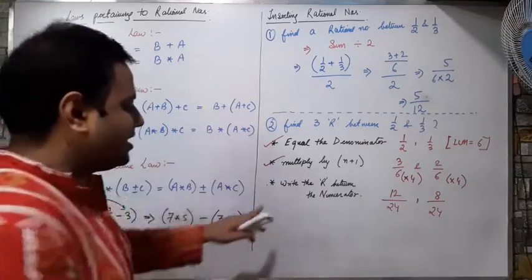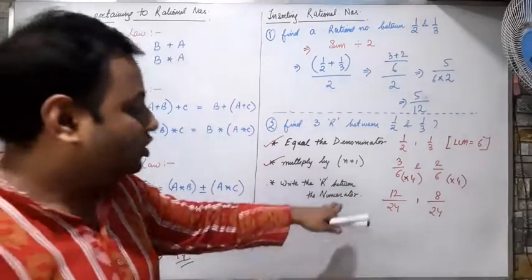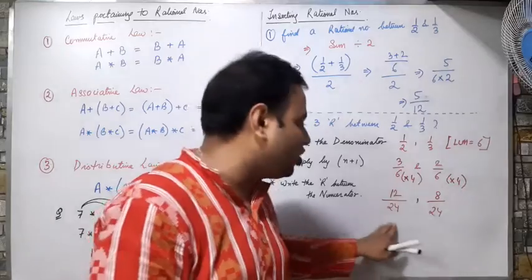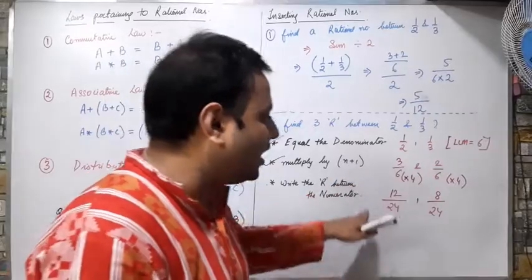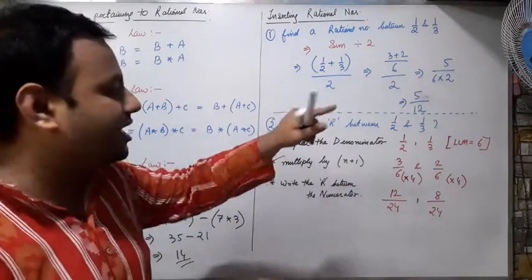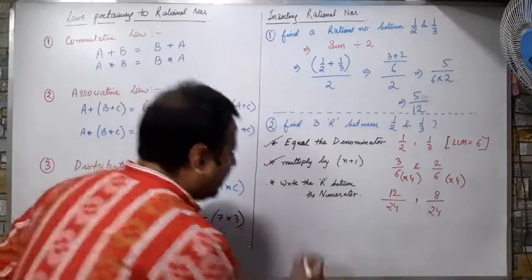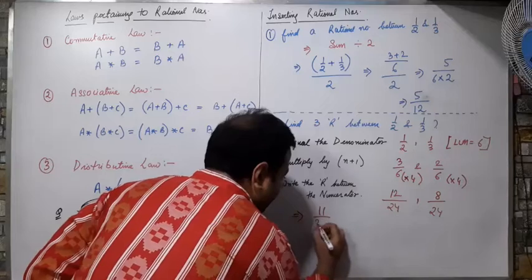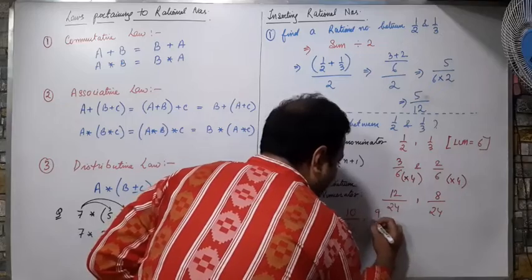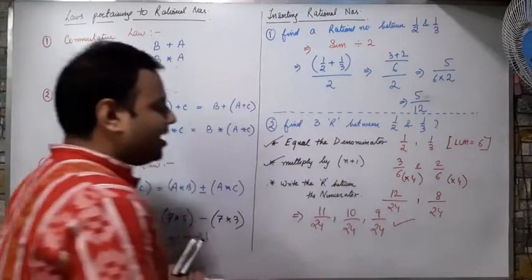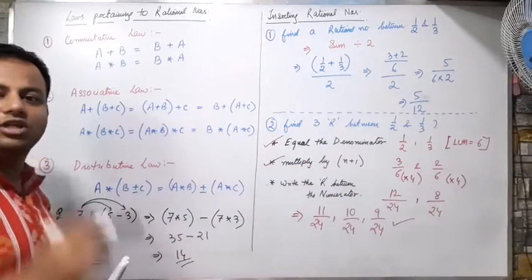What is the third one? Write the rational numbers between the numerators. So what are my numerators? The denominators are equal, both are 24, but the numerators are different, 12 and 8. Can I get three numbers between 12 and 8? Yes, sir. They are 11, 10 and 9. So what am I getting? I am getting 11 by 24, comma 10 by 24, comma 9 by 24. So I have got three rational numbers in between two given rational numbers.